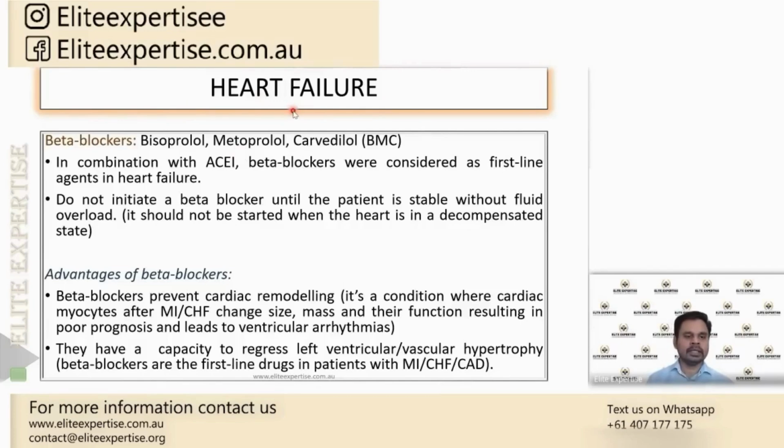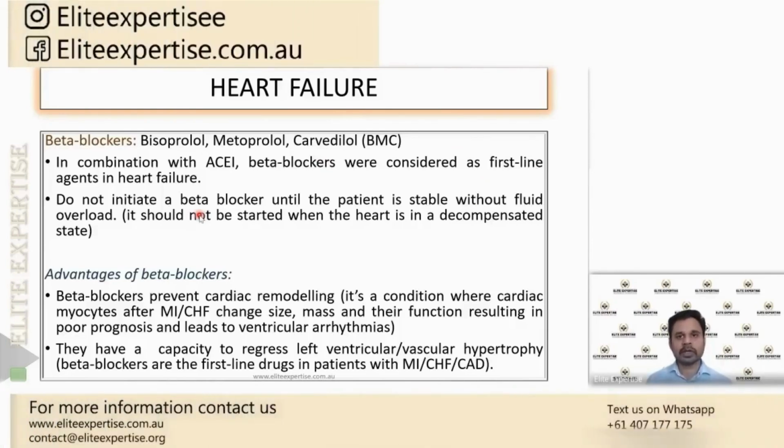Okay. Then beta blockers are always to be used in combination with ACE inhibitors in the management of heart failure. And this combination, ACE inhibitors plus beta blocker, is considered a first-line agent in the management of heart failure. If ACE inhibitors are contraindicated, we can replace them with ARBs, so ARB plus beta blockers. These two combinations are considered the first line in heart failure.